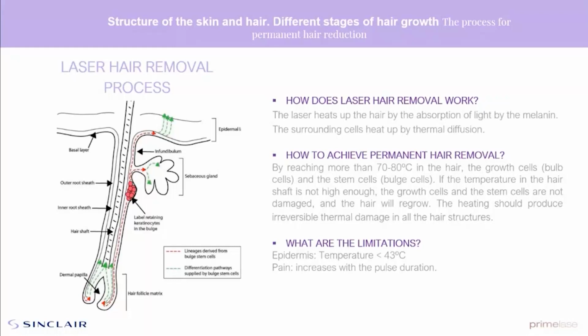The way of really achieving permanent hair removal is by reaching 70, 80 Celsius degrees, not only in the hair, but also in the stem cells and in the growth cells. We need to kill them to really make the hair not grow anymore. But as always, there are some limitations. The first one is the epidermis temperature. We cannot reach up to 43 Celsius degrees on the skin because we could produce side effects such as a burn. So we need to reach a really high temperature inside while keeping a lower temperature outside.